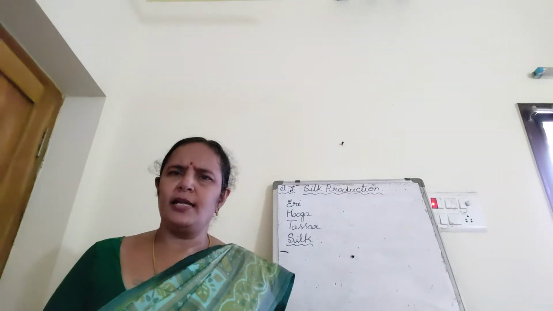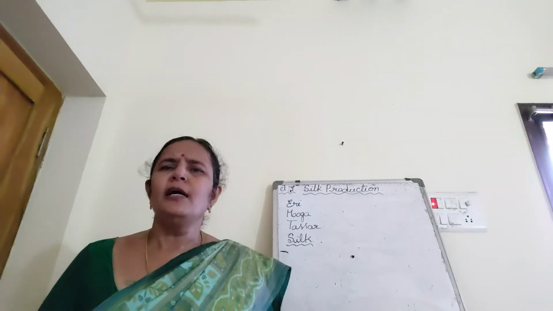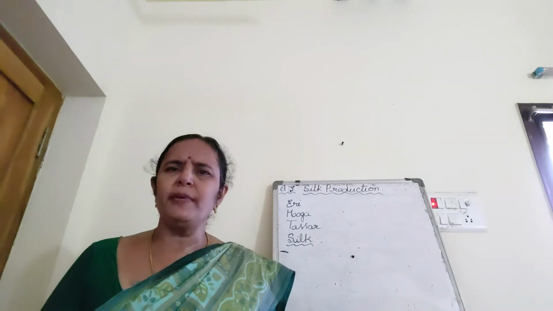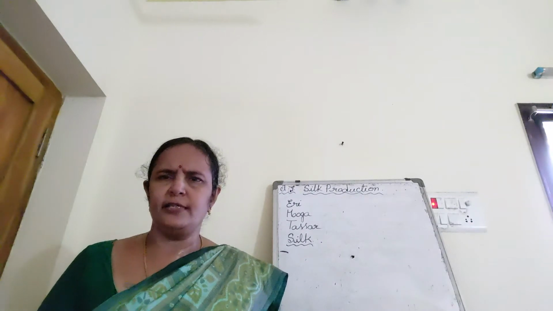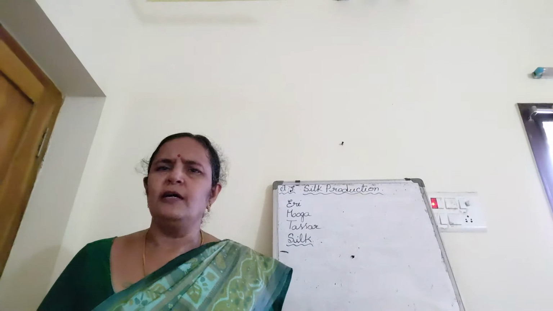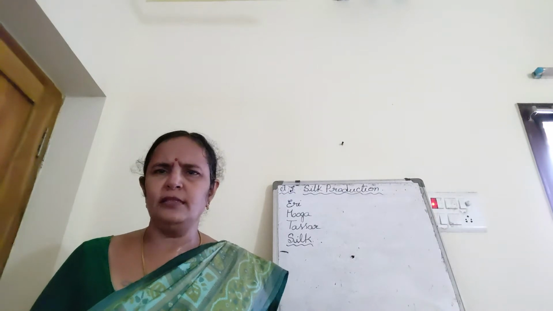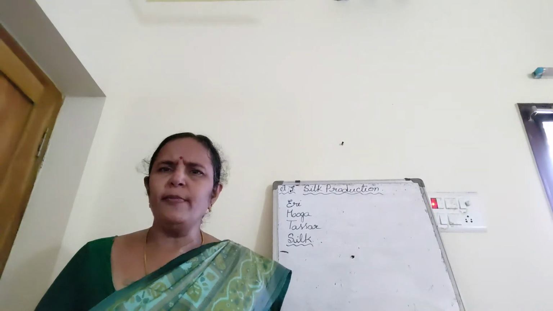Natural fibers and artificial fibers. Natural fibers are obtained from plants and animals. Artificial fibers are obtained from chemical substances. They are also called synthetic fibers. Example, nylon, terylene, polyester, etc. Coming to the natural fibers, plant fibers you have already learnt in 6th class. Now, this year, animal fibers.